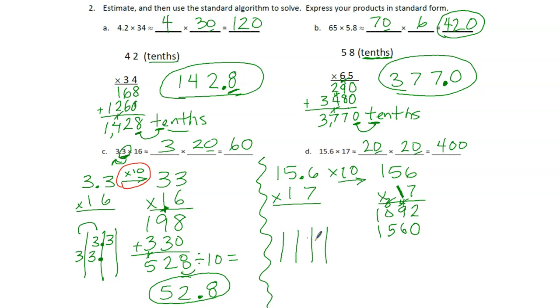If I had my 156 and I multiplied it by 10, everything's going to shift over one place on the place value chart. So that's how I got the second partial product.